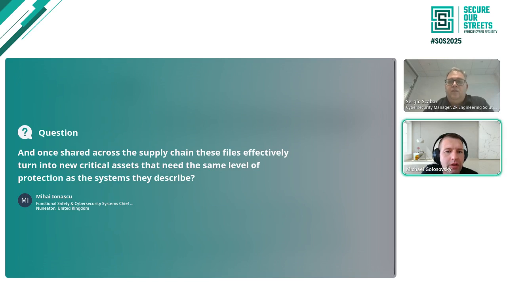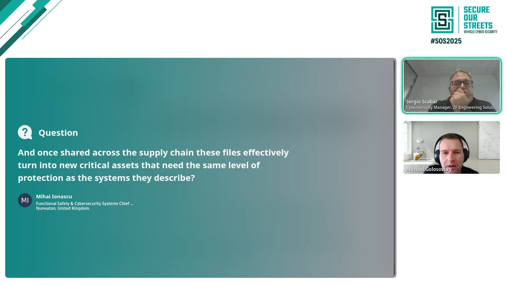Once shared across the supply chain, these files effectively turn into new critical assets that need the same protection as the systems I described. So it correlates with the previous question, I think, with key protection and how you provide it from tier one to OEMs. I think you answered this one. I don't know if I got the question right. Once shared across the supply chain, these files quickly turn into new critical assets, which means the same level of protection as the system we described.